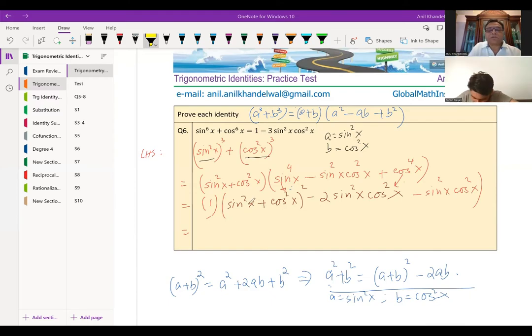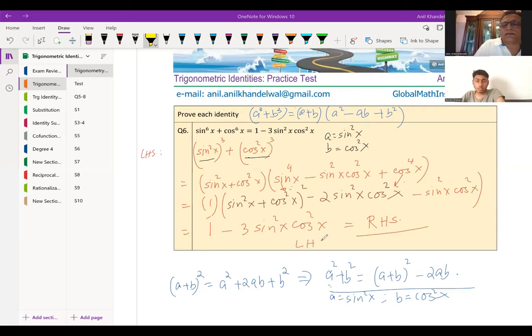Yes. Now let's combine. So sine square x plus cos square x is 1, minus 2 sine square x cos square x minus sine square x cos square x is 3 sine square x cos square x. Which is the same as the right hand side. So, sir, the final answer would be 1 minus 3 sine square x cos square x, right, sir? Which is the right hand side. So we have shown that left hand side equals right hand side. So we have proven the identity.